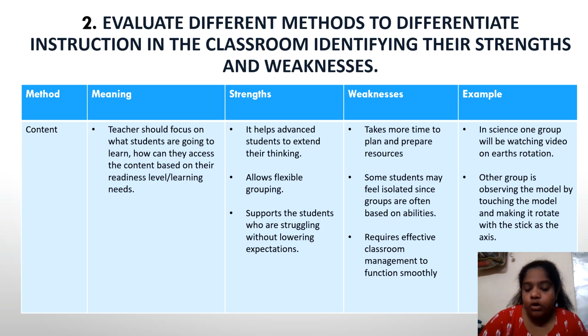So the first one is the content, what my student is going to learn. It helps them extend their thinking skills, and also in flexible grouping. Sometimes it may be time consuming and few students may feel isolated because of their openness to participate in the group. So, for example, in one of my classes, one group wants to watch a video on Earth's rotation, while another wants to work on the model.